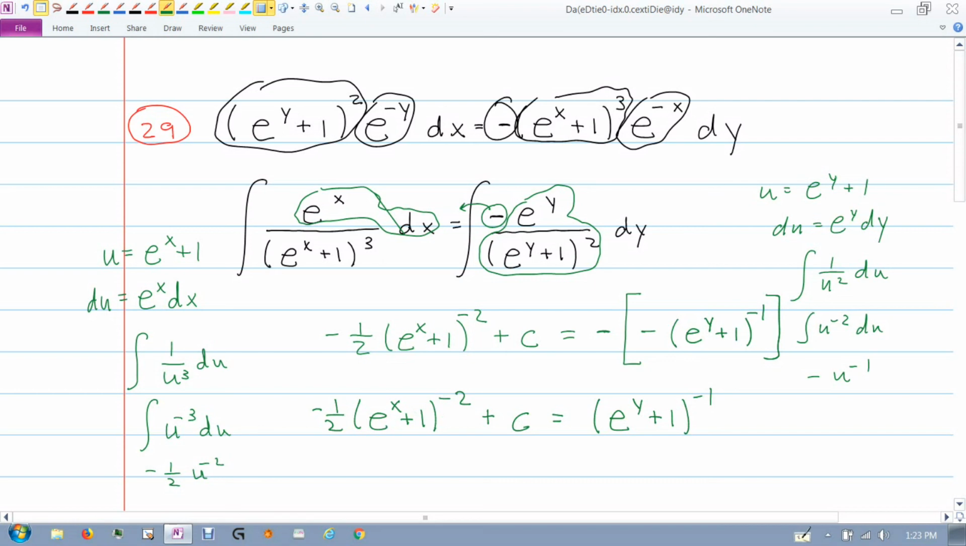And let's see what they have here. If they leave it with negative exponents, they do. They left it with negative exponents. So that's good.